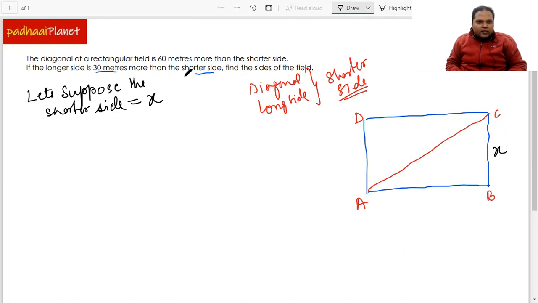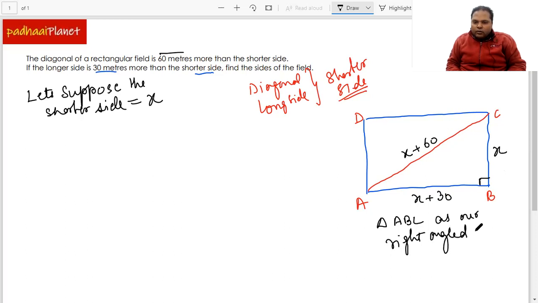And if this is x, they are saying that the diagonal of the rectangular field is 60 meters more than the shorter side. So that means this diagonal is going to be x plus 60. They are also saying that the longer side is 30 meters more than the shorter side, so the longer side is x plus 30. Now, it's a rectangle, so obviously we have this angle as 90 degrees, and therefore triangle ABC is a right angled triangle.